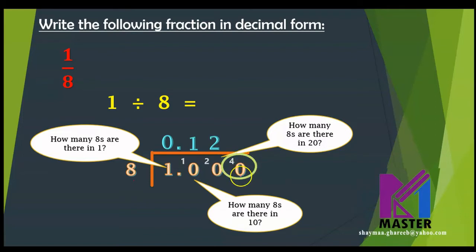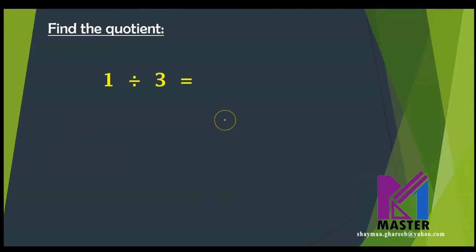I will do exactly the same. 40 divided by 8, how many 8s are there in the 40? Exactly 5 8s. So do I have any other remainder? No. So the final answer will be 0.125. So 1/8 or 1 divided by 8, they are the same. And the decimal value of it is 0.125. Is this clear? Let's see one more example.